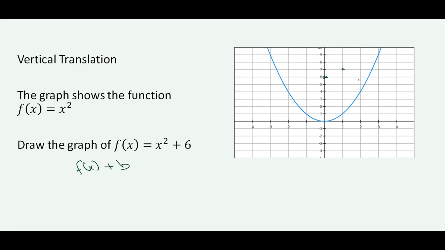Here you have 4, so that will be 11, which is outside the graph. And right here you have 1, and so we're going to go up to 7. So our graph is going to look something like this. The graph is translated 6 units upwards, in the positive direction.